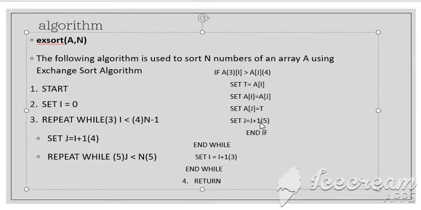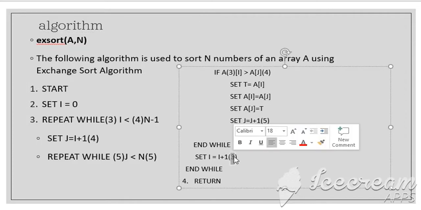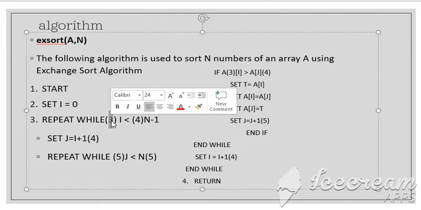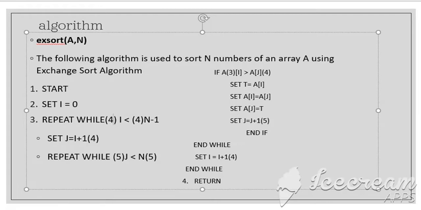The inner loop exits and then i gets incremented to 4. In the outer loop, the condition is evaluated whether 4 is less than 4. But the condition is false. So the outer loop will also get terminated and the array will be sorted now. That is, this is an example of the algorithm of exchange sort. Next we can move on to the program.